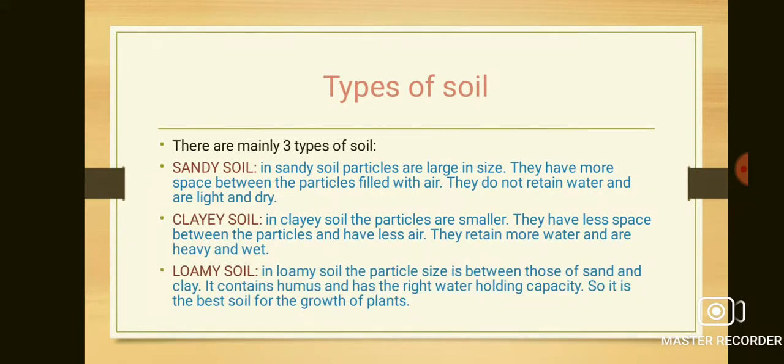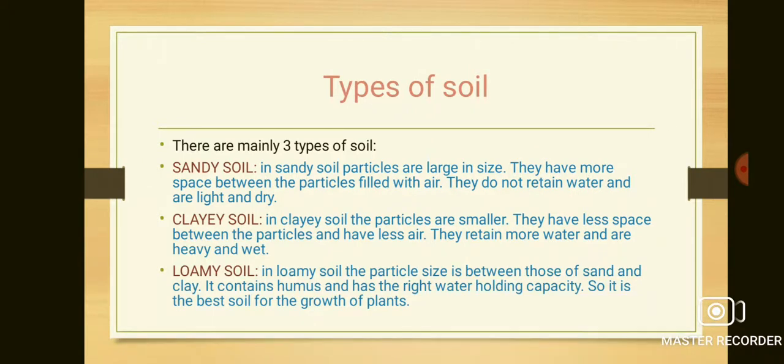Now let's go through types of soil. So there are different types of soil. Let's go through details of them. So mainly there are three types of soil, which are sandy soil, clayey soil, and loamy soil. So now let us go through each soil in detail. In sandy soil, particles are large in size and they have more space between the particles filled with air. They do not retain water and are light and dry.